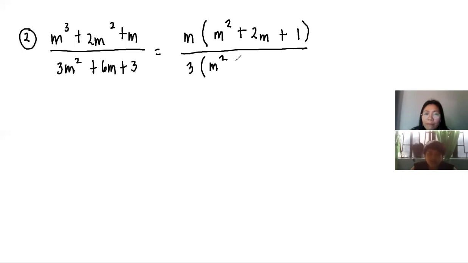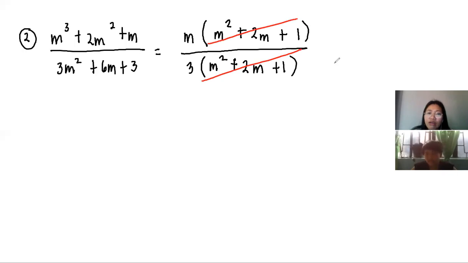2 is positive, right? So, plus 2. We did not divide the m, right? So we still put m. Then 3 divided by 3 is 1. Plus 1. Is there a common factor up and down? Yes, there is: m squared plus 2m plus 1 and m squared plus 2m plus 1. I canceled it.